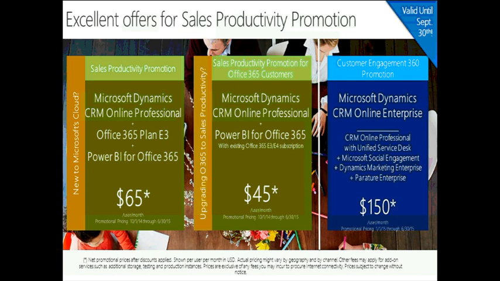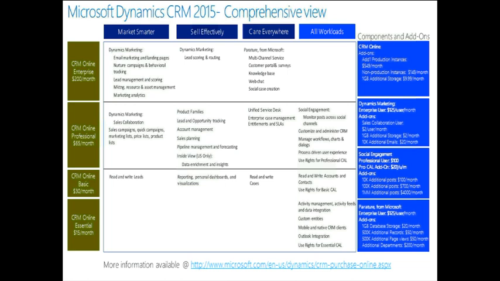And then also within the promotions, we have the Enterprise SKU. Basically $50 off the enterprise SKU, so you get that for $150 instead of the $200 now through the end of September.